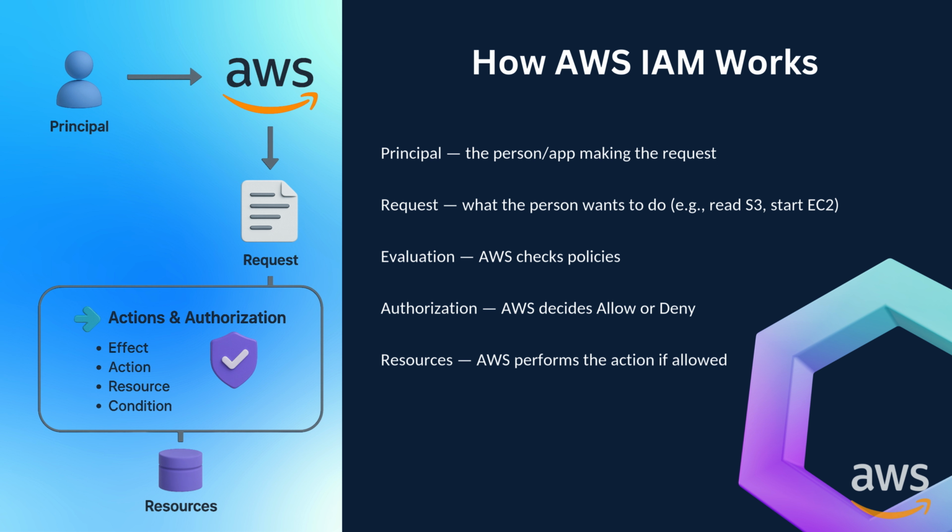If the policies authorize the request, AWS allows the action to proceed and the principal gains access to the requested resource. If the request doesn't meet the required permissions, AWS denies it. This flow ensures secure, controlled, and auditable access to all AWS resources using IAM.